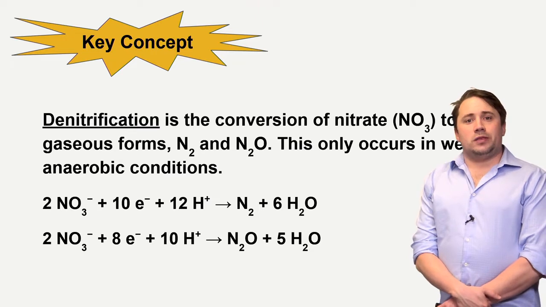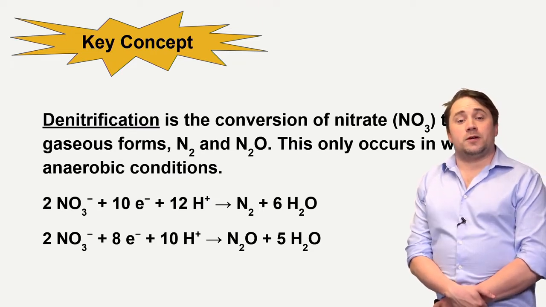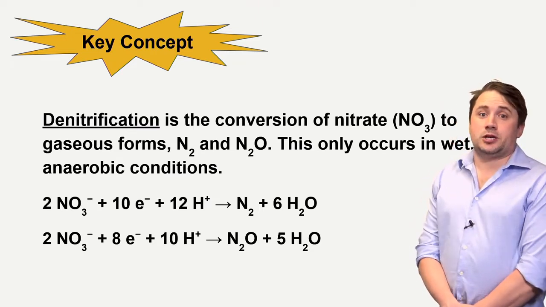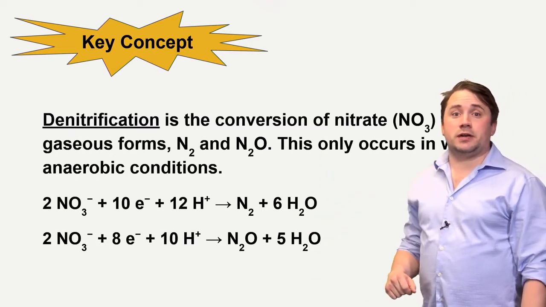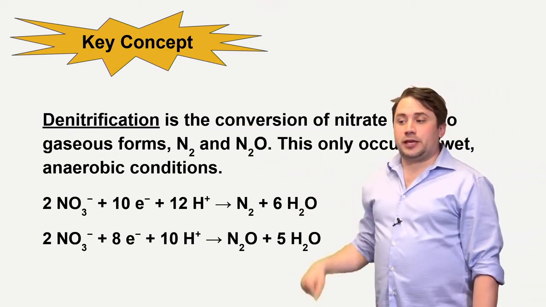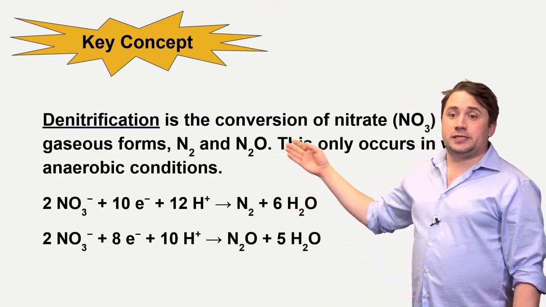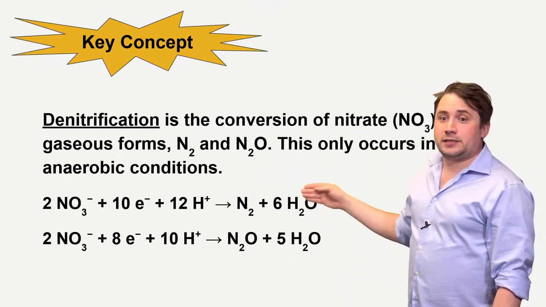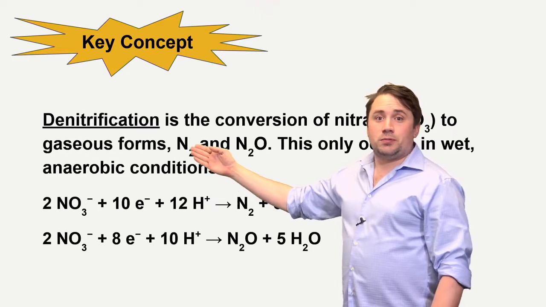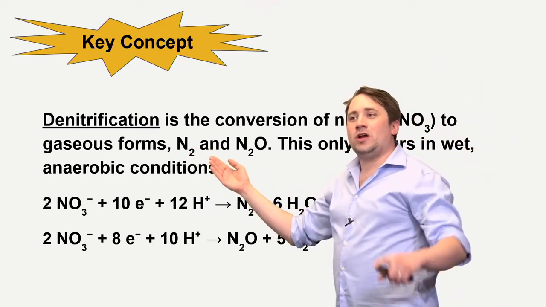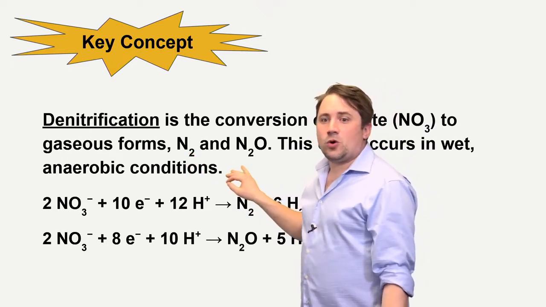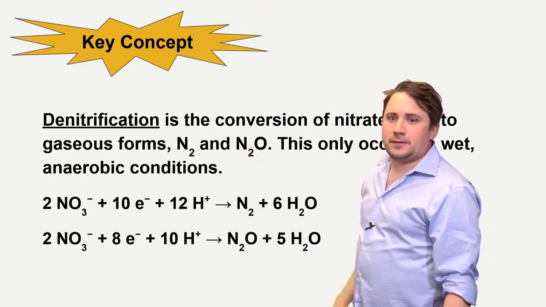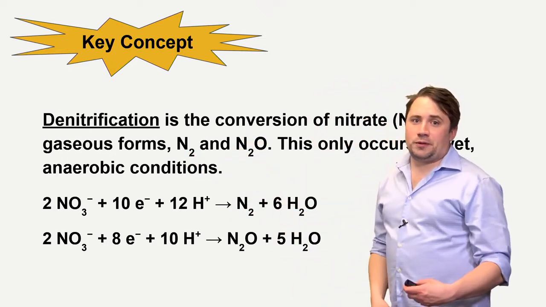So we've discussed one loss term of nitrogen from terrestrial ecosystems, namely leaching. And now I want to discuss the other major loss component of the nitrogen cycle, and that's denitrification. Denitrification is the conversion of nitrate, NO3-, to gaseous forms, so completing the entire nitrogen cycle, returning fixed nitrogen to the atmosphere as dinitrogen gas, or in some cases as nitrous oxide. And this only occurs in anaerobic conditions.